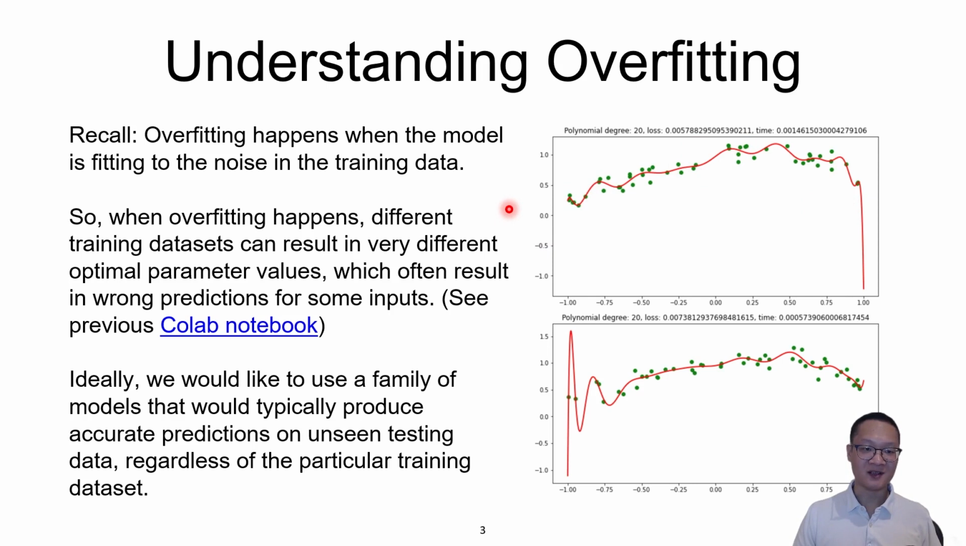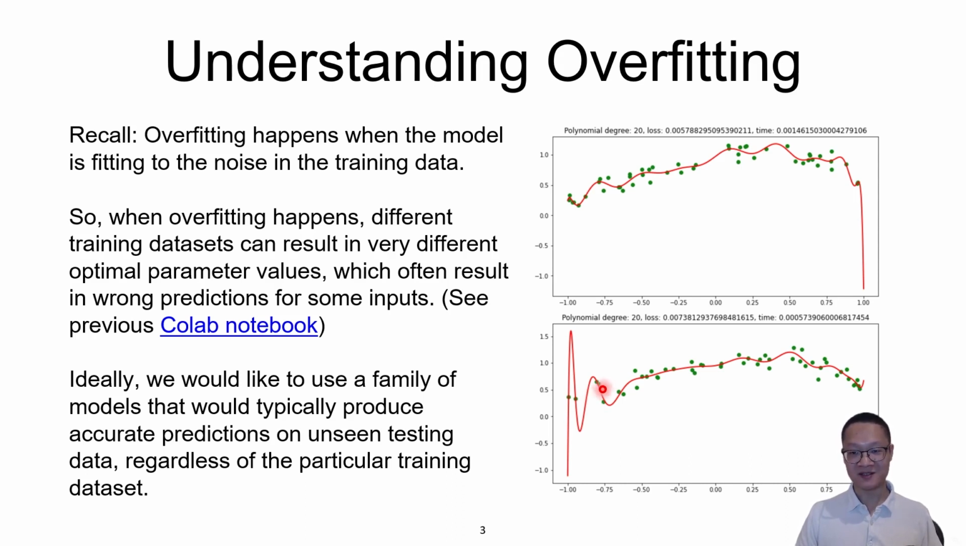We saw that when overfitting occurs, different training data sets that are generated, in our case, from the same data generation distribution will result in very, very different models. That means very different optimal parameters. We generated two sets of data using the same noisy data generation process, and when we fit the same model, we get very different parameters. This is the degree 20 polynomial model.